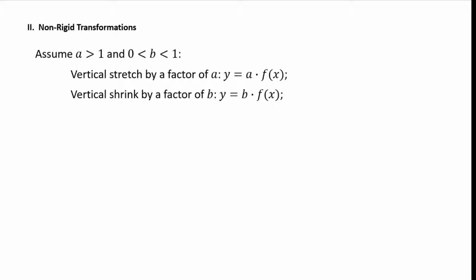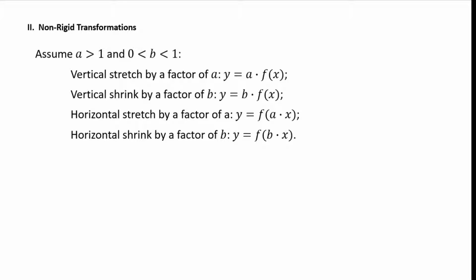Continuing with the assumption that A is greater than 1 and B is between 0 and 1, a horizontal stretch by a factor of A is denoted by y equals f of A times x in the argument, and a horizontal shrink by a factor of B is denoted by y equals f of, in the parentheses, B times x. In trig, this graphical transformation affects what is called the period.